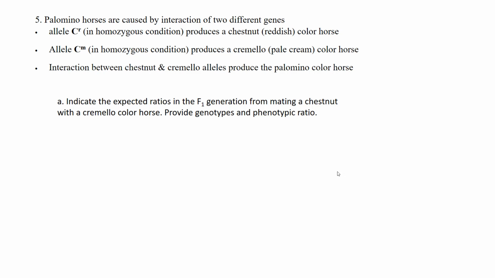It's called intermediate inheritance, and it's where you get a blending of two alleles. So you're producing a phenotype in an offspring that neither parent by themselves could produce alone. So it's kind of like a blending of colors. Let's go through this question here, and we'll give you an example of this intermediate inheritance.